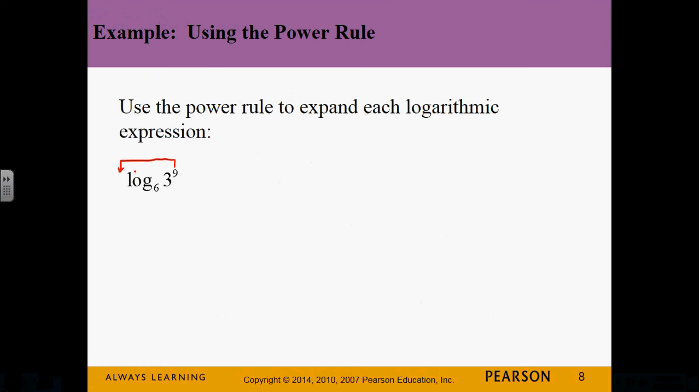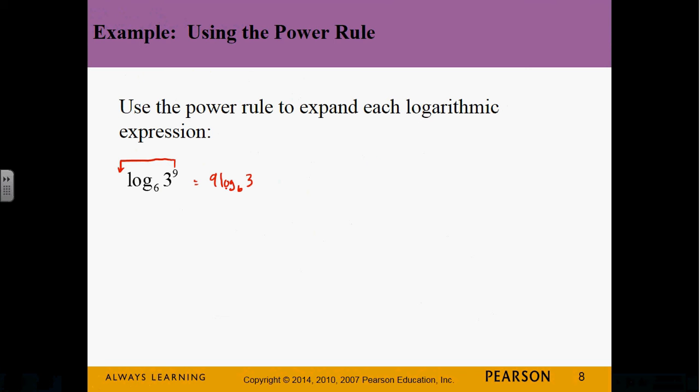I just bring the exponent out front, right? I get 9 log base 6 of 3. Now, it's important to recognize that this rule only applies if the exponent is on the argument. Okay? So that's your final. That's it. That's all I can do.